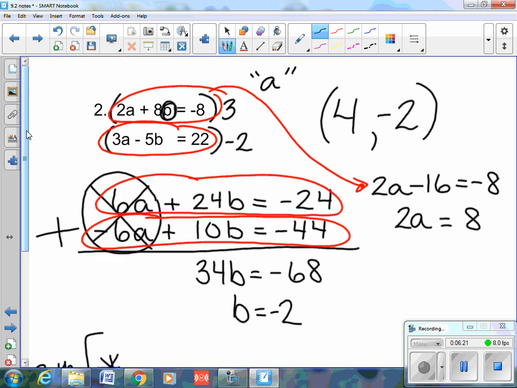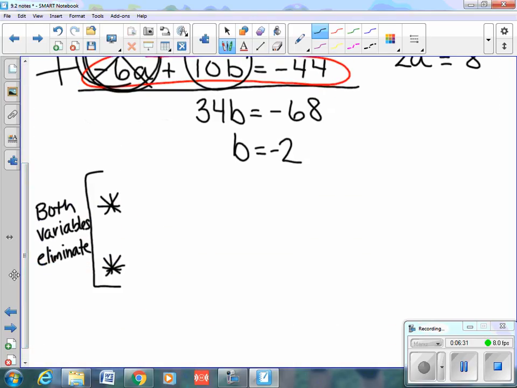Do you notice up in this problem the A's canceled out and I still have B's, correct? But what happens if both variables cancel? You could have a false statement. You could have a true statement. Okay, what do I mean by that? So here's my false statement.